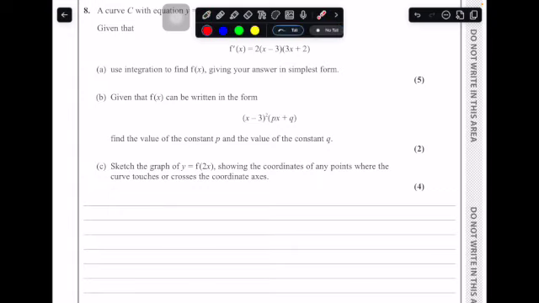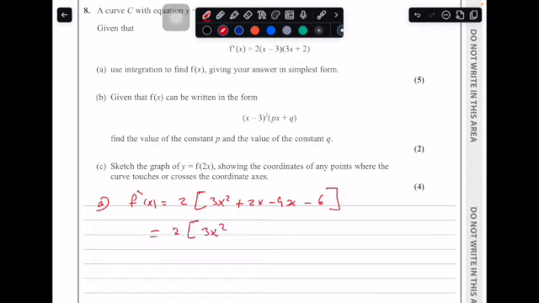Perfect. Let's first rewrite this equation and expand the brackets. So f dash of x will be 2 times, expanding the bracket, 3x squared plus 2x minus 9x minus 6. Then it will be 2 times (3x squared minus 7x minus 6). Multiplied by 2, it will become 6x squared minus 14x minus 12. I believe this is the first part.